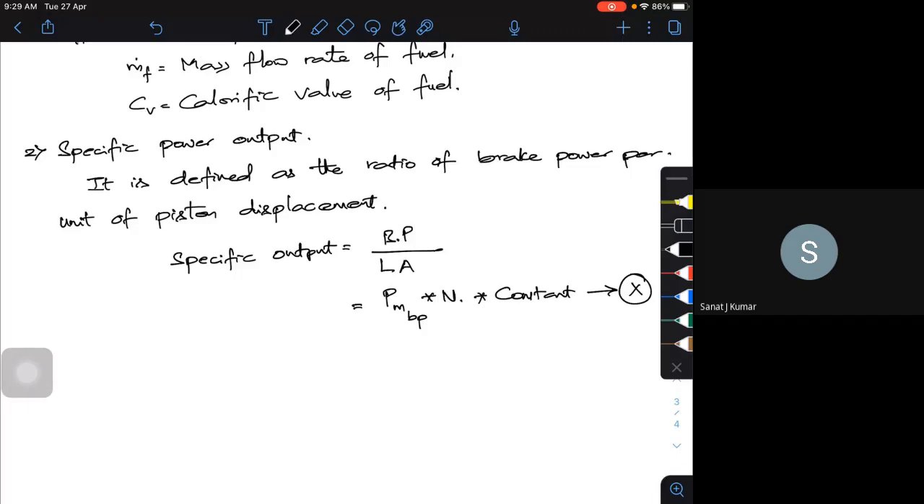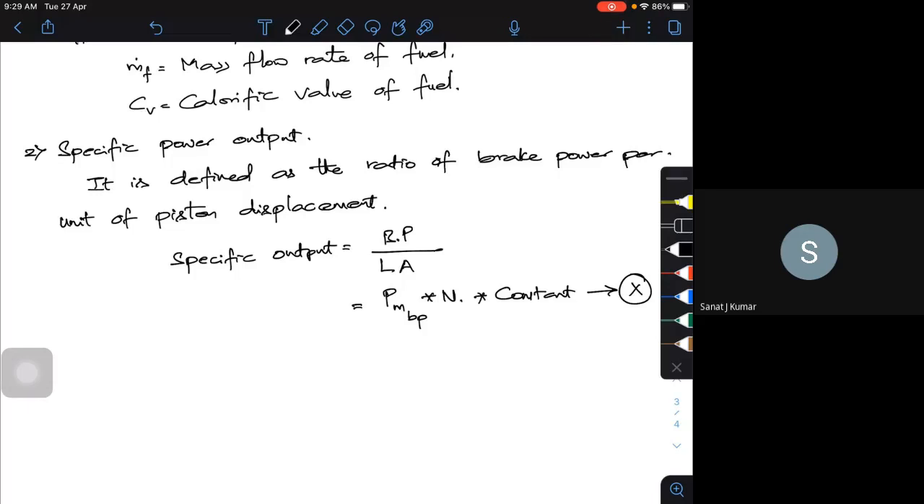So if you try to look at it, what is specific output? If I want to increase the specific output for any engine, what exactly? If I want to increase the brake power for a given piston displacement, so L and A is fixed, then if there is an increase in the brake power, the specific output also will increase. If the piston displacement is increased, that is, if the denominator is bigger.